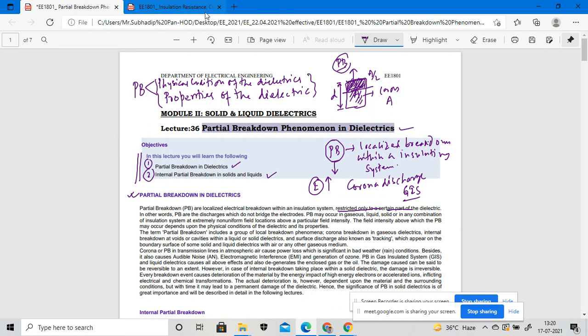Due to this discharge, there may be permanent damage of the dielectrics. So, considering the significance, partial breakdown in solid dielectrics as well as liquid dielectrics is of great importance.